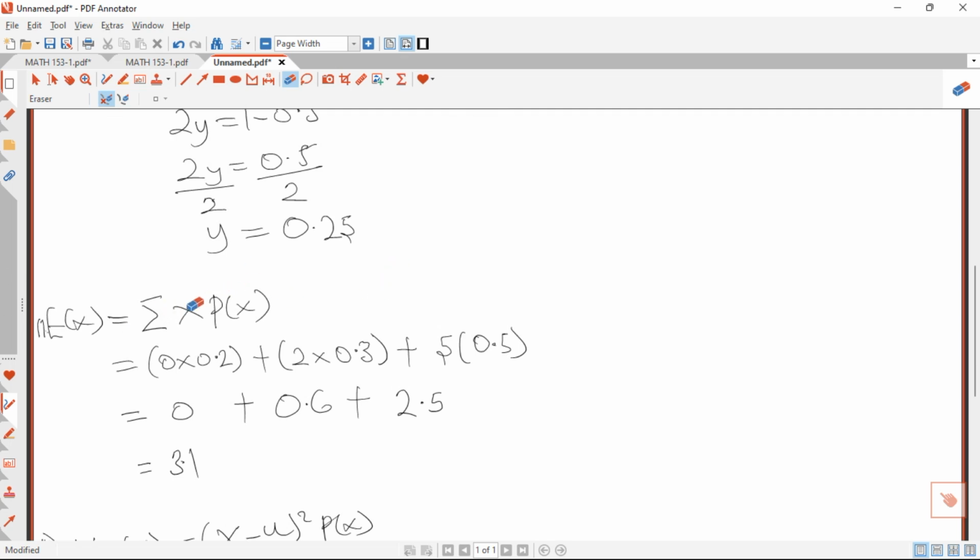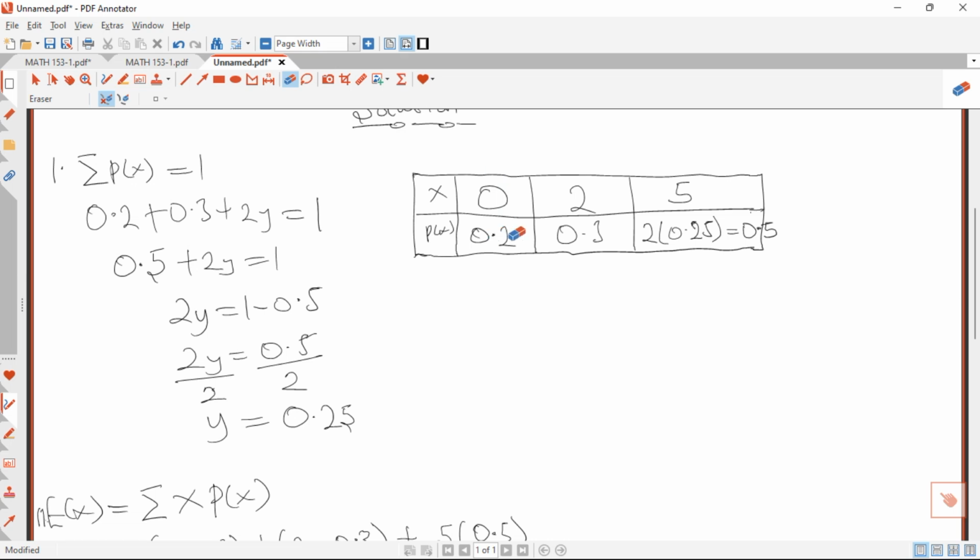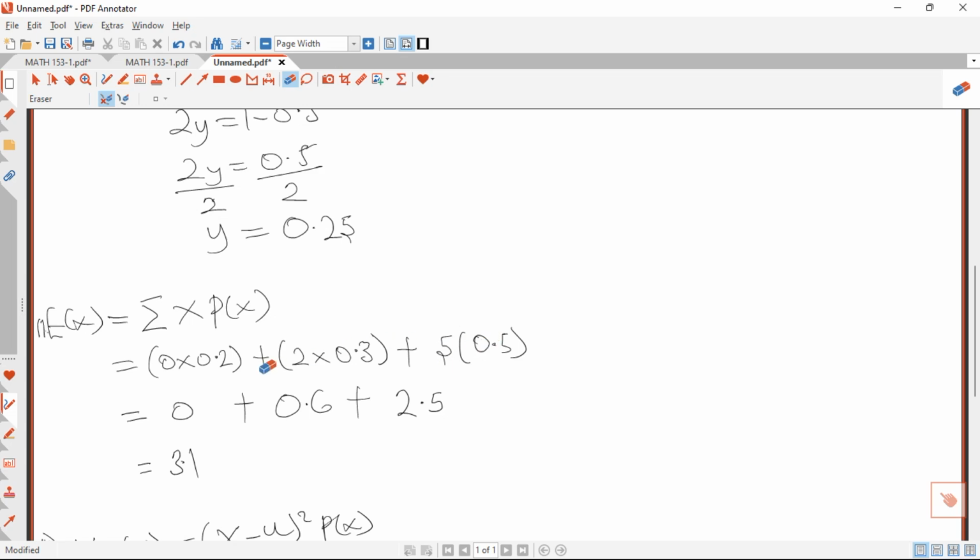Expectation of x is just the summation of x times the probability of x, so you multiply 0 by 0.2 plus 2 times 0.3 plus 5 times 0.5. That is what we have done here. When you add everything, you get 3.1.